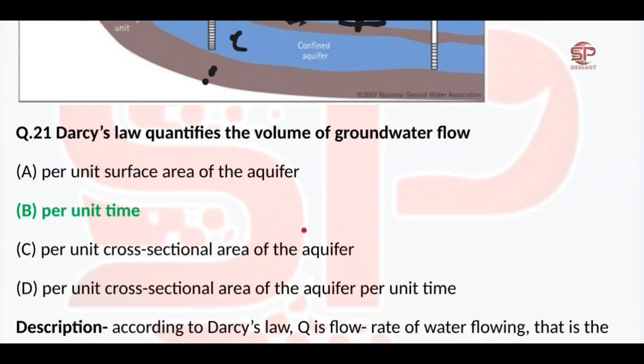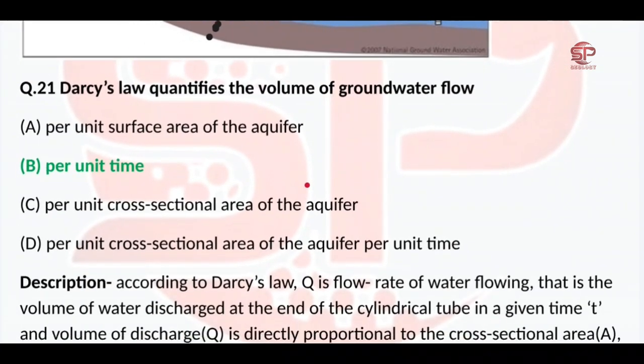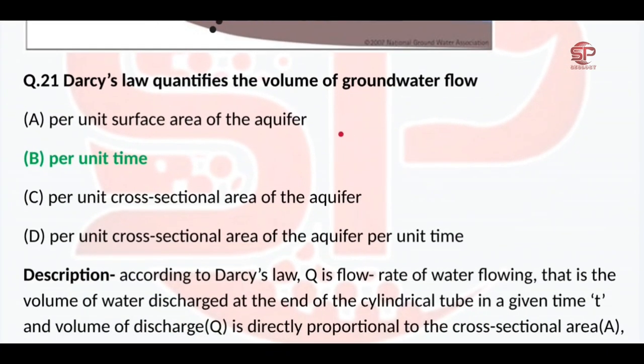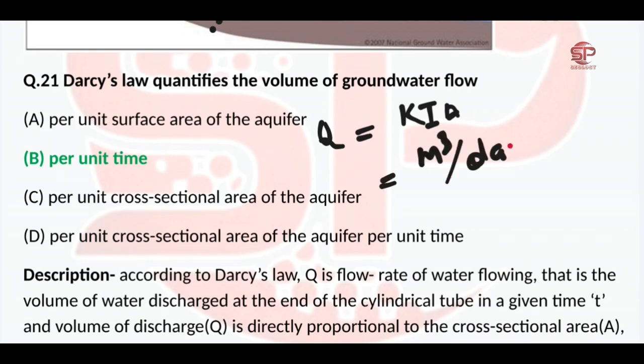When it comes to Darcy's law, for the volume of groundwater, Darcy's law is Q equals KIA. For the discharge, it has a unit of meter cube per day, or volume per unit time. So it quantifies the volume of groundwater per unit time.